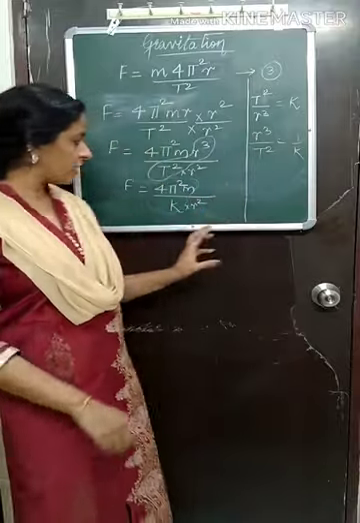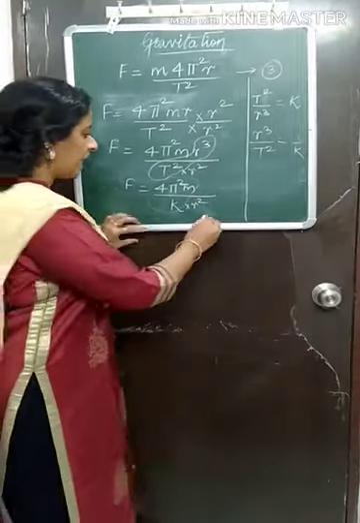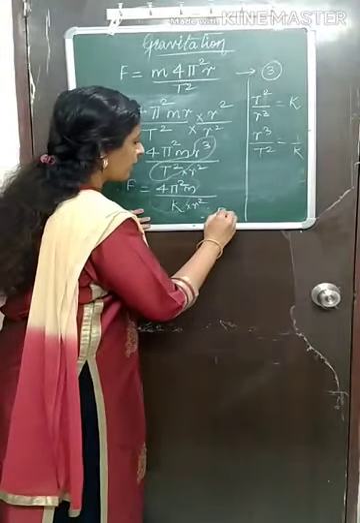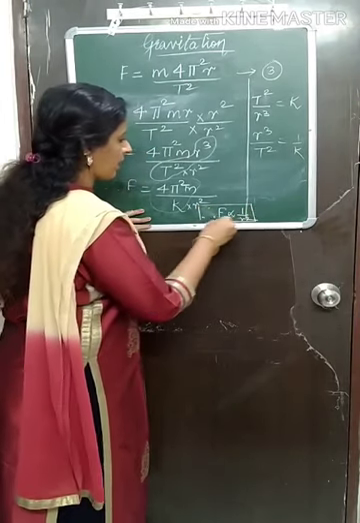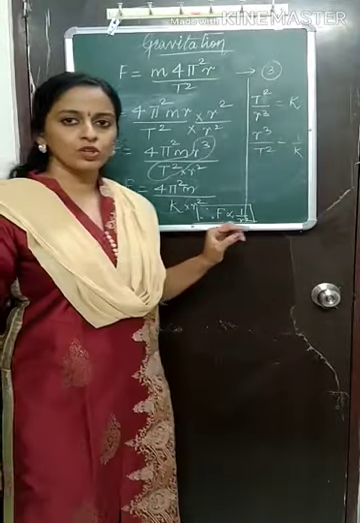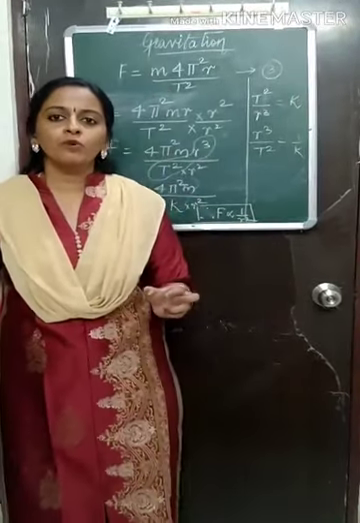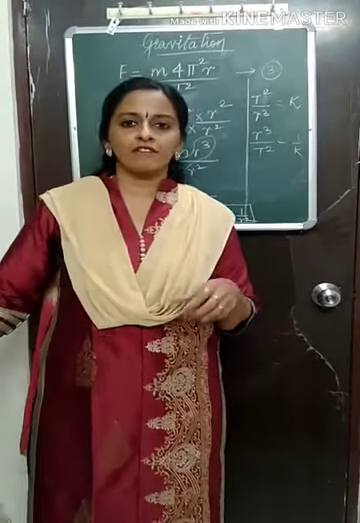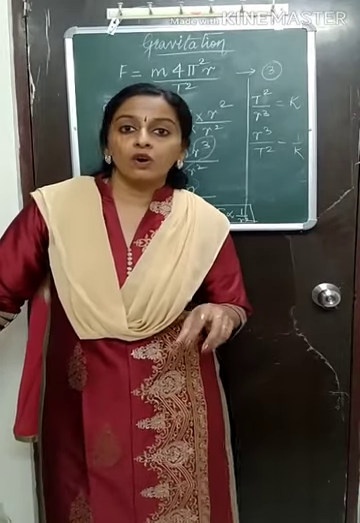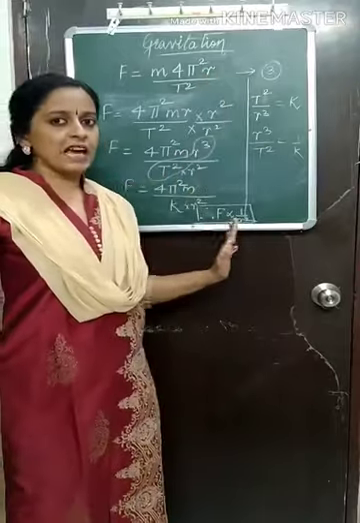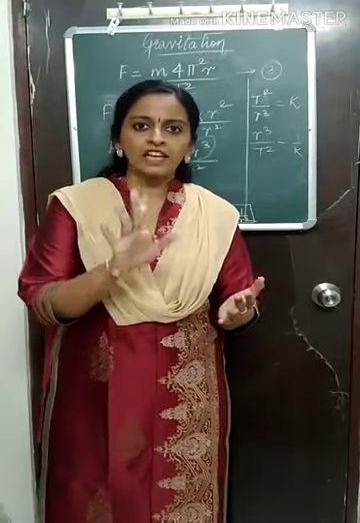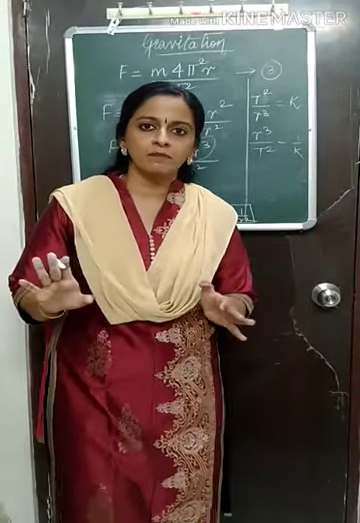Okay, understood the derivation. So after this you will say, therefore, F is inversely proportional to R square. This proves the inverse square law of gravitation. Hope you understood. Go through each step. Write it on a piece of paper at least 2 to 3 times to understand it better.